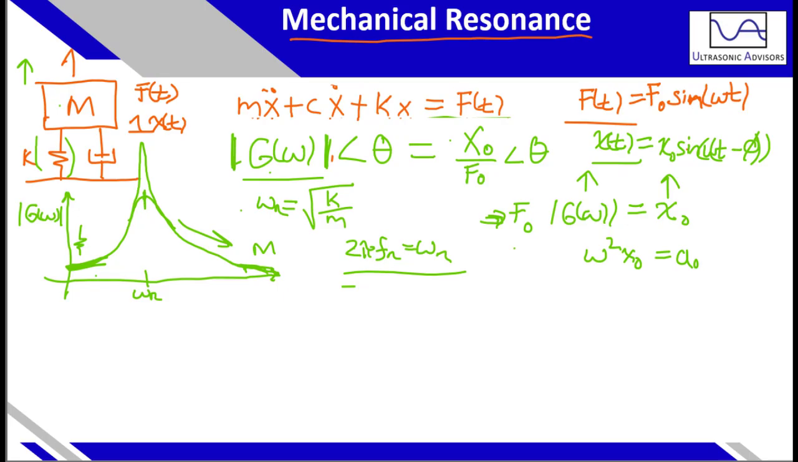This is radians per second, and this is cycles per second on that side. So as you increase your stiffness, your resonant frequency will also increase, and decreasing or increasing your mass will also cause a shift in resonant frequency accordingly.